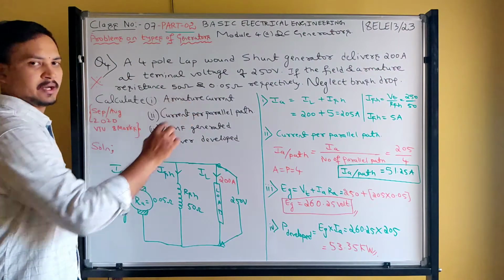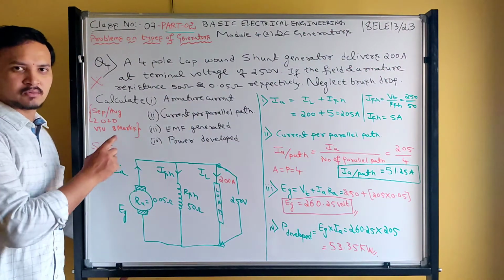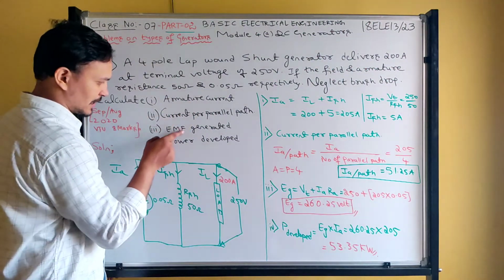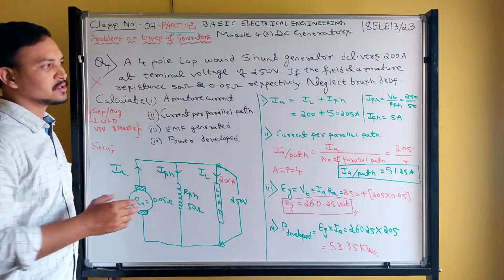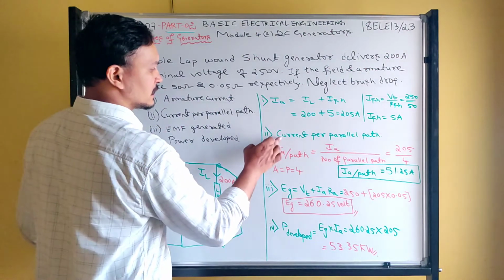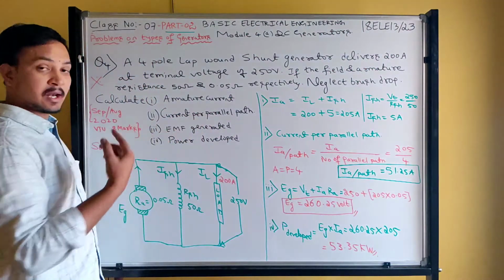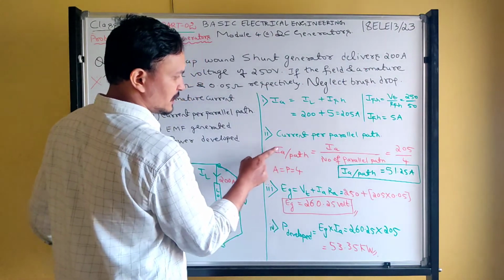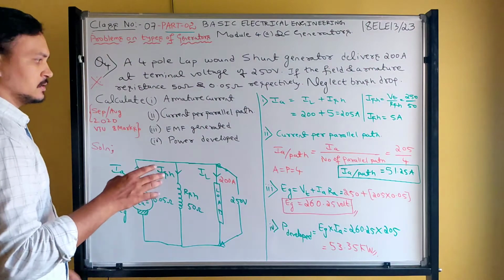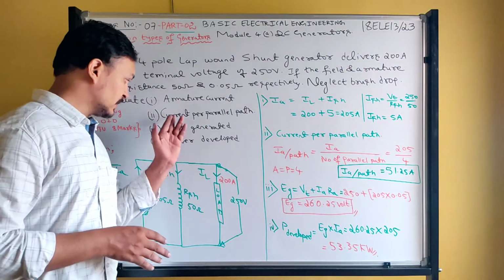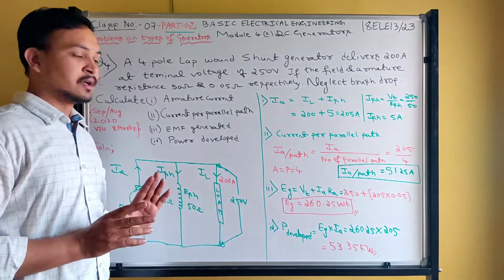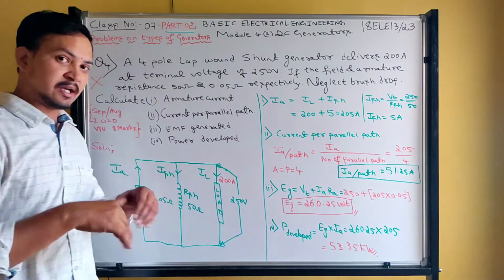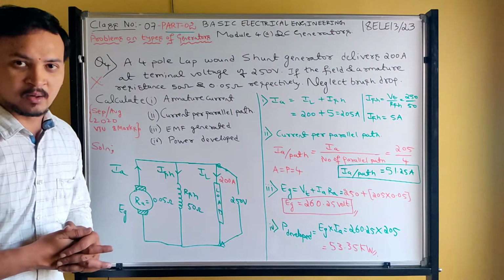First question is completed and you can take 2 marks out of total 8 marks. Each question carries 2 marks. So 8 marks, so 2 marks you got it. Next is current per parallel path. They didn't ask specifically whether load current or shunt field current. But generally they ask current per parallel path.